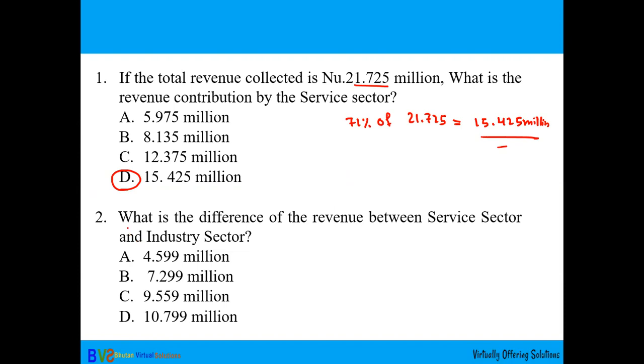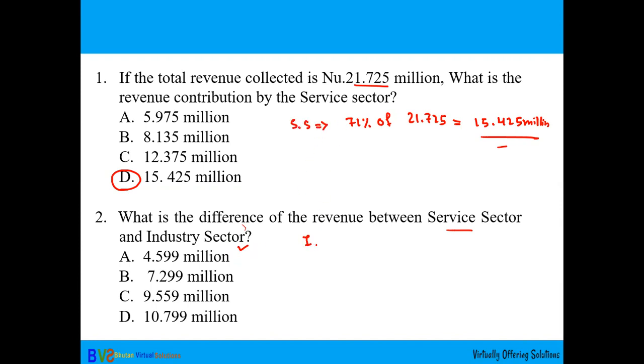Now let us check the next question. What is the difference of the revenue between service sector and industry sector? Now what is it saying? The total revenue is given as 21.725 million. For the service sector we got 15.425 million, which is 71%. We don't know about the industry sector yet.